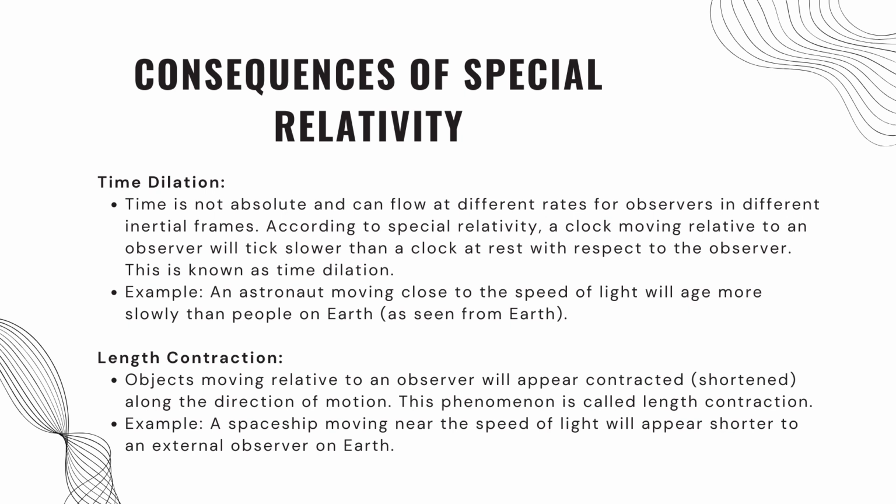This phenomenon is called length contraction. Example: a spaceship moving near the speed of light will appear shorter to an external observer on Earth.